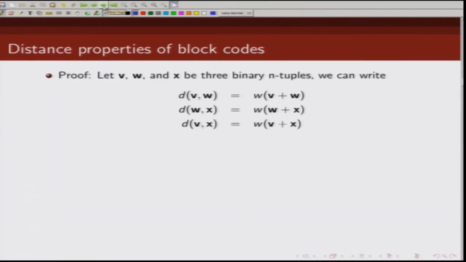So, let us first try to prove this triangle inequality. Let V, W and X be 3 binary n-tuples. The Hamming distance between V and W can be defined as the Hamming weight of V plus W. Note that we are talking about binary n-tuples. And what is Hamming distance? Hamming distance is the number of positions in which V and W are differing.